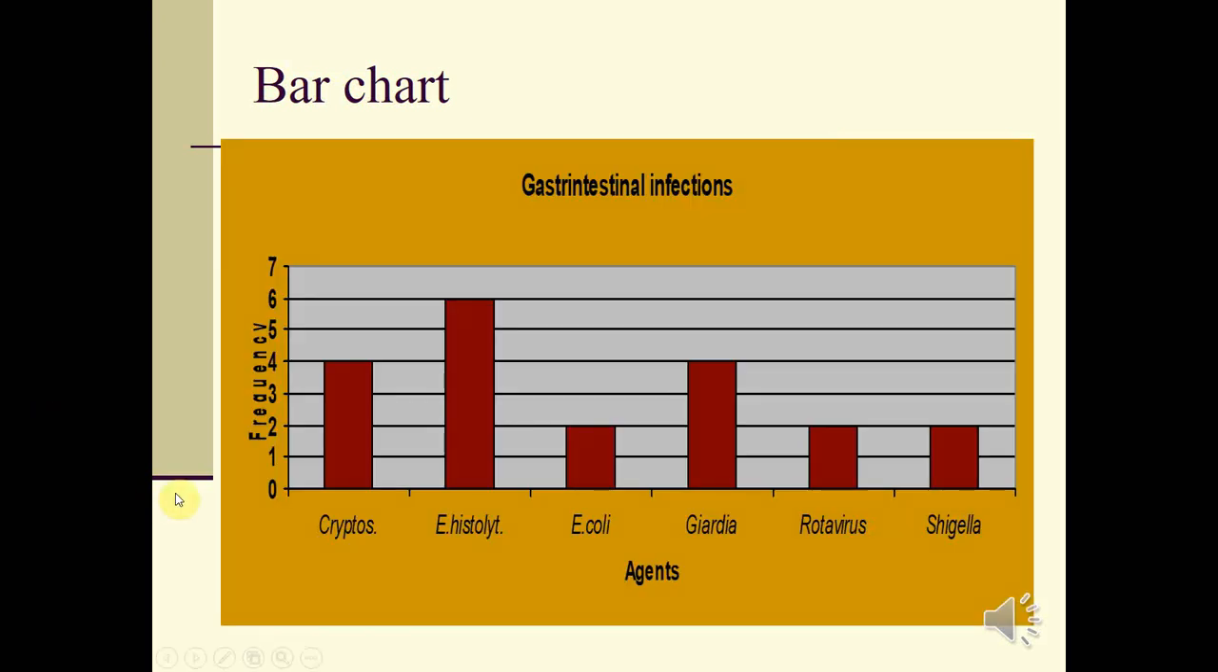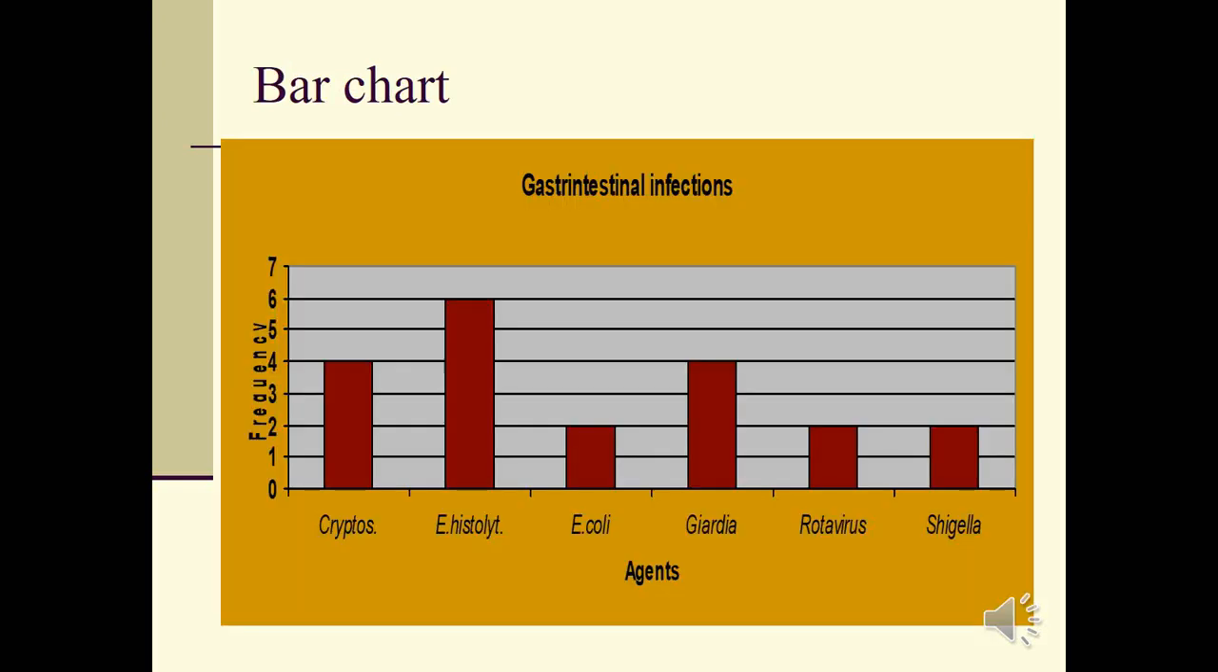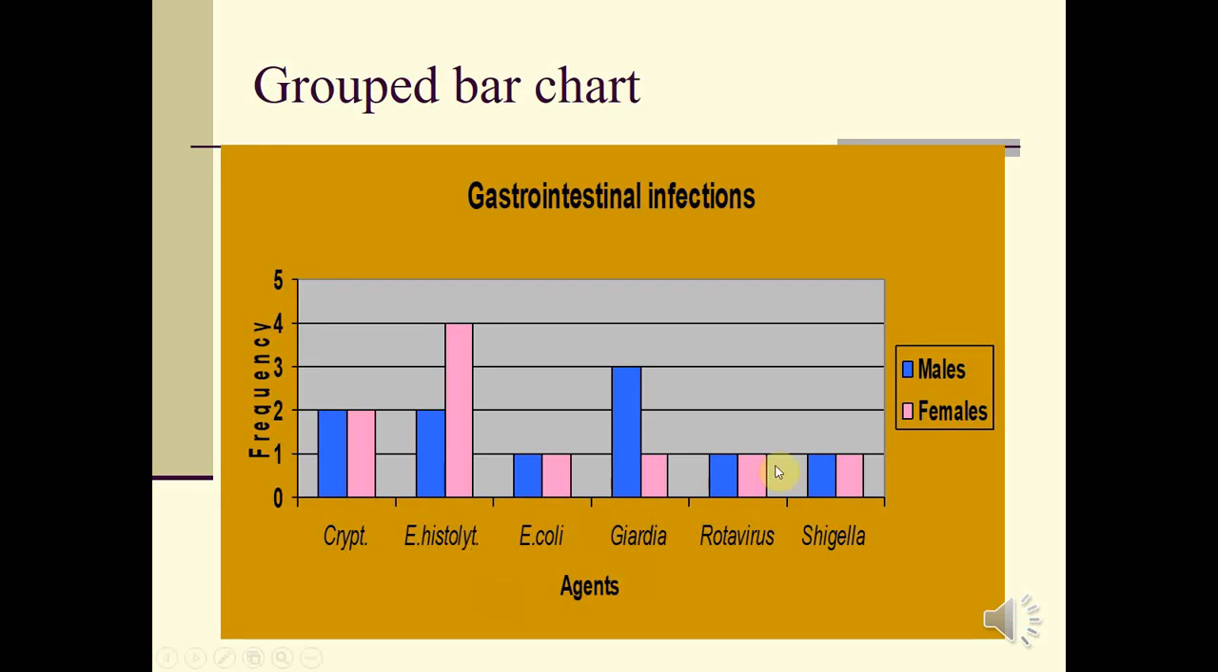Now, this is the type of parasite which was mentioned before. Each type of parasite was mentioned separately, and we put a bar, another bar, another bar according to the frequency found for each parasite, and the bars must be separated from each other. A bar chart is either simple, like in this case, or grouped, like here, where male and female were put in what is called a clustered bar chart.